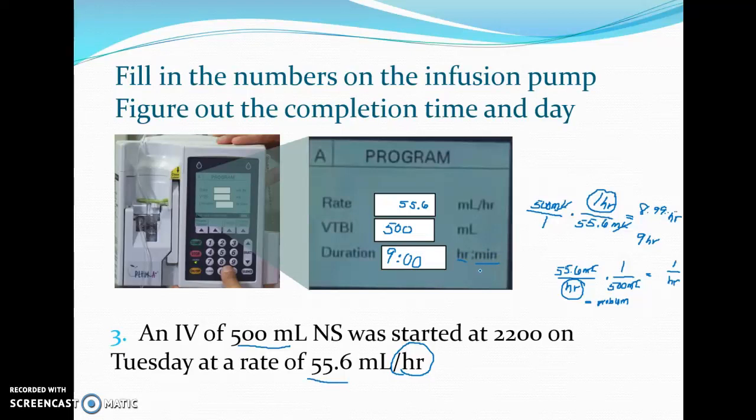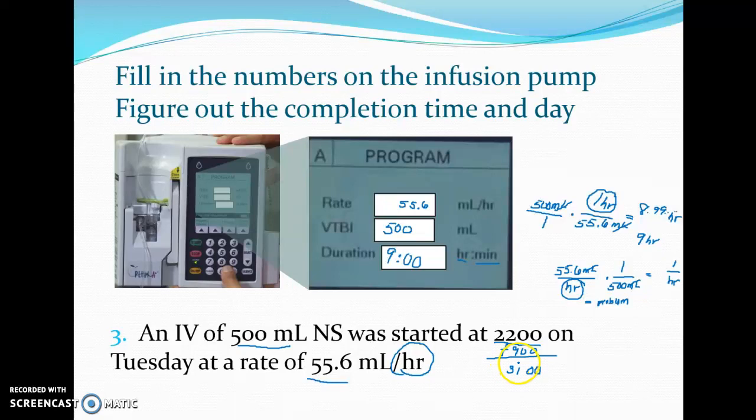And then I did ask us to figure out the completion time, even though it's not on the infusion pump. So when I look at my problem, this was started at 2200 hours on a Tuesday, and we said it's going to run for 9 hours. So if I just flat out add 9 hours to this, I would get 3100 hours, and we recognize that that's an issue because there's only 24 hours in a day.